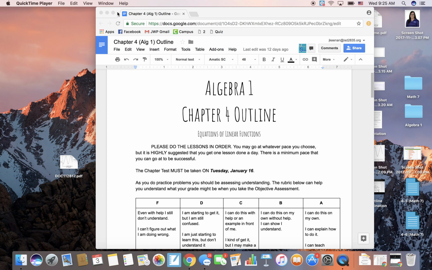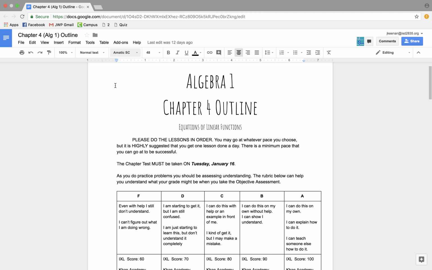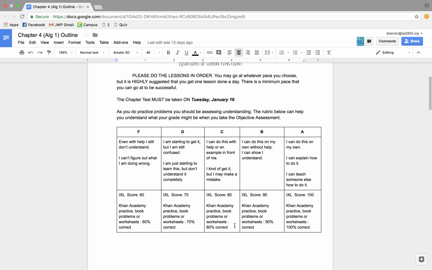I'm here to show you and explain to you what this new outline means. Okay, so looking here, you see a rubric. This rubric is a self-assessment rubric, so it's helping you to assess your learning and understanding to see where you're at.